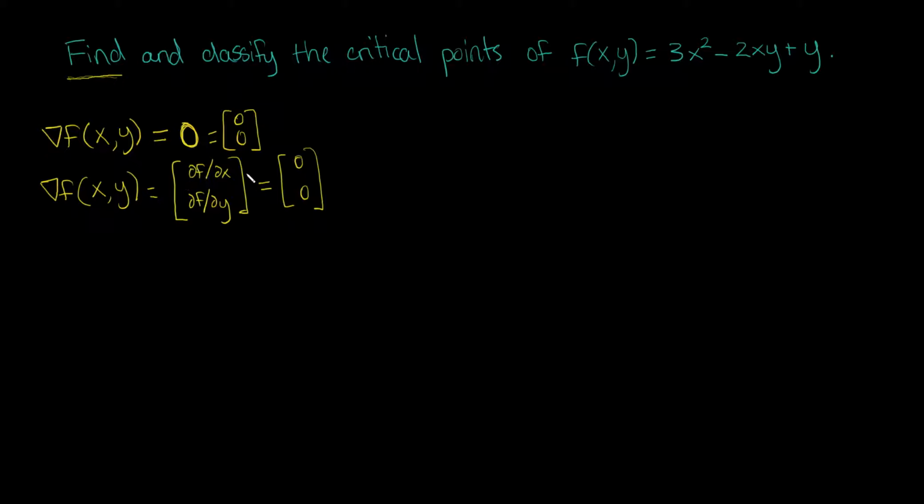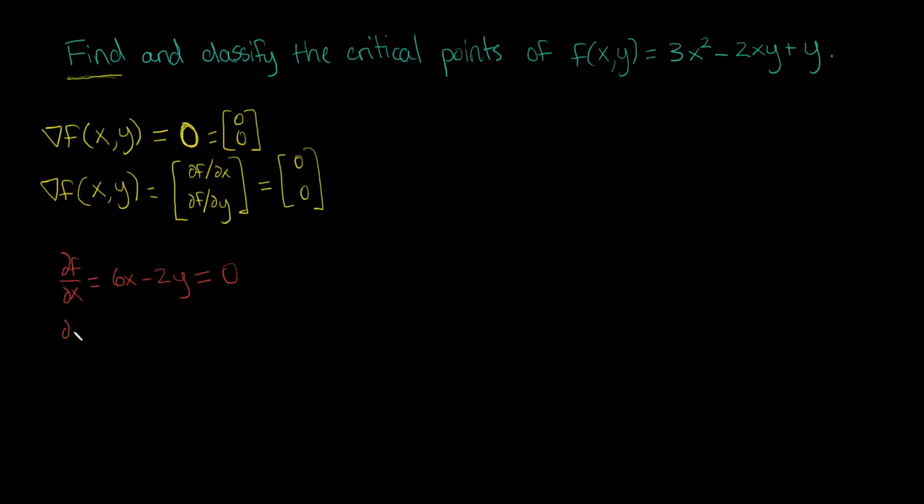The first equation is that the partial derivative of f with respect to x will equal 0. Well, let's calculate the partial derivative of f with respect to x. This equals, well, 3x squared becomes 6x. Minus 2xy becomes minus 2y, right? The x looks like a constant and the y goes to 1. And then the plus y looks like a constant and it goes away. And we know that this equals 0.